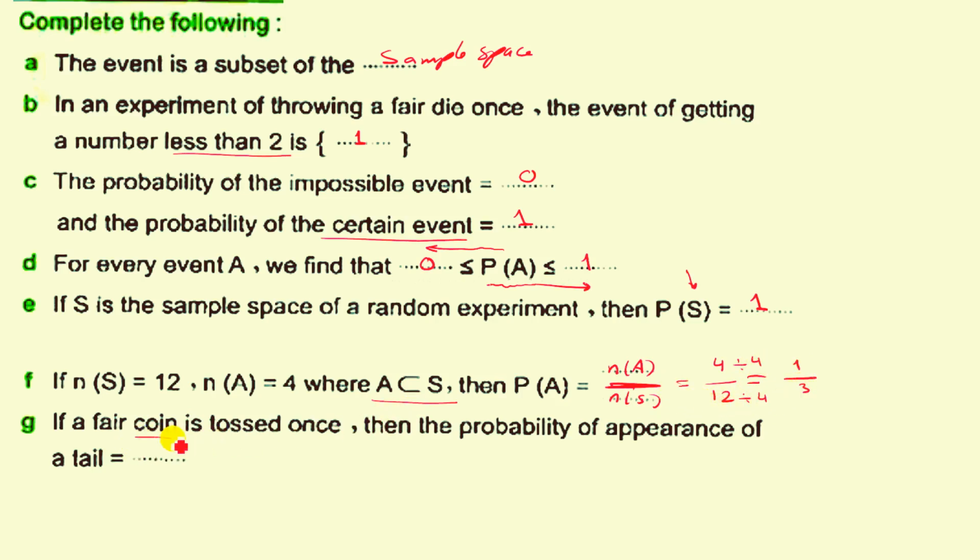If a fair coin is tossed once. طبعا الكوين السامبل سبيس عندنا ايه؟ head or tail. Then the probability of appearance of a tail. How many tails? 1 tail with total 2. يبقى 1 over 2.